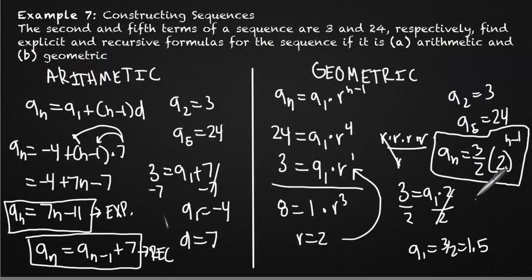Sorry for the space. And then the recursive one is going to be A sub n is equal to the previous term times 2. And so there is your recursive formula.